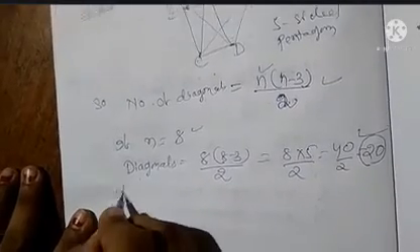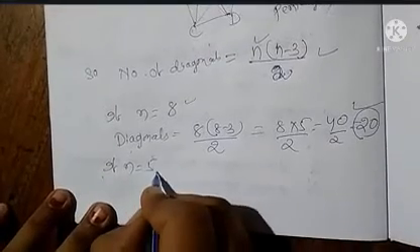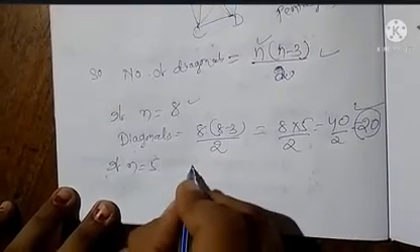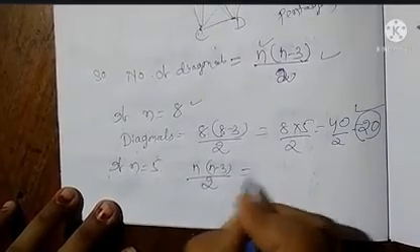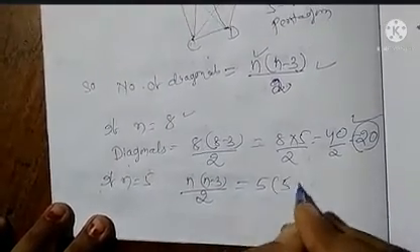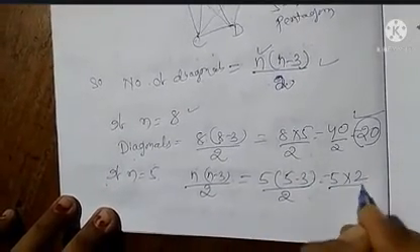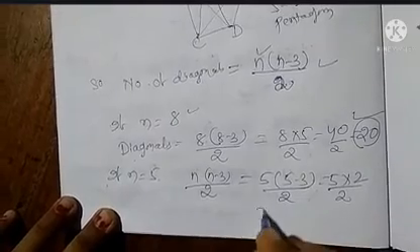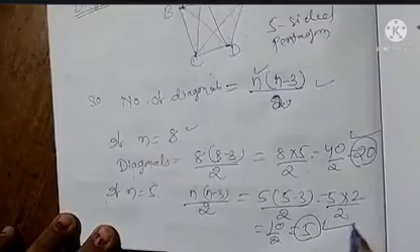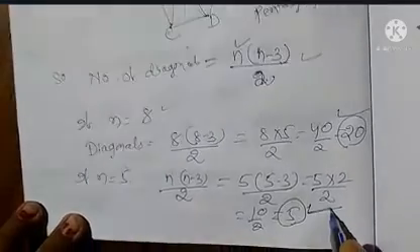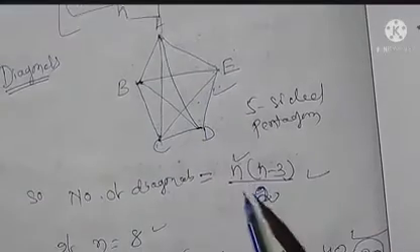Okay, if n is equal to suppose 5, pentagon, how many diagonals of a pentagon? How do we find? Similarly, n into n minus 3 by 2. N means 5, we put 5 minus 3 again by 2 is equal to 5 into 2 by 2, 10 by 2 is equal to 5. So how many diagonals of a pentagon? There are 5 diagonals. Okay, look at here. Okay, this is a pentagon, 5-sided polygon.